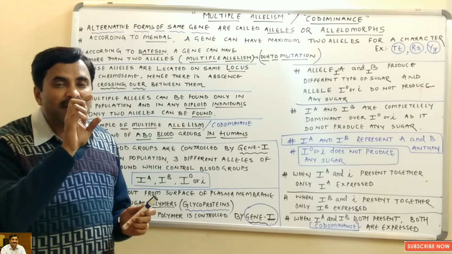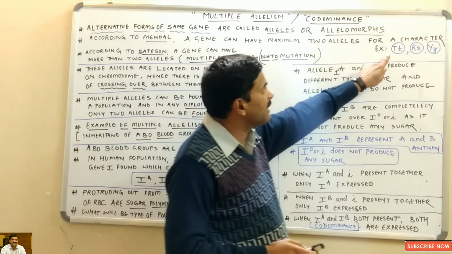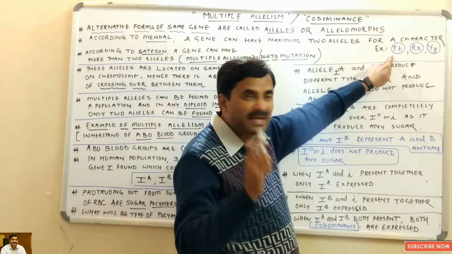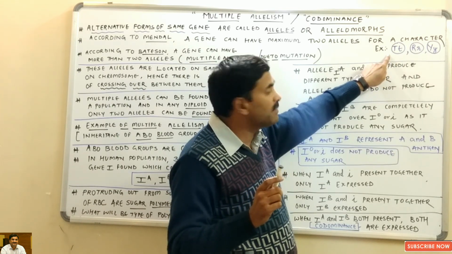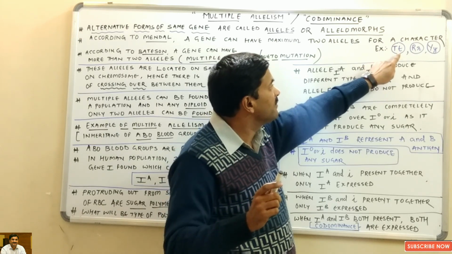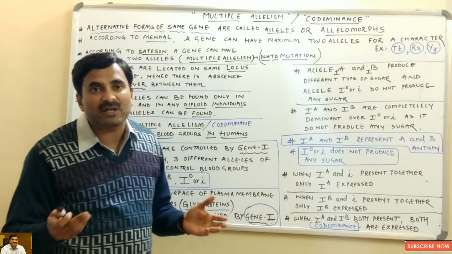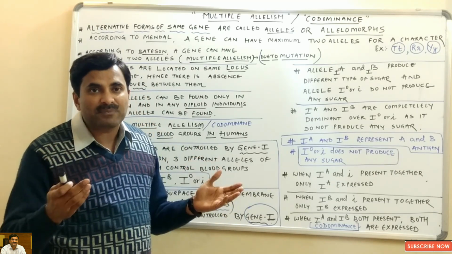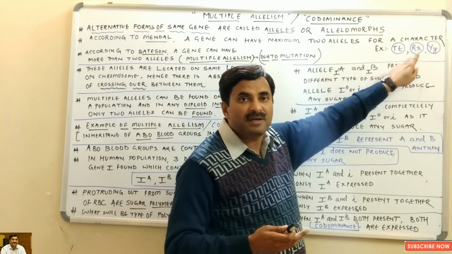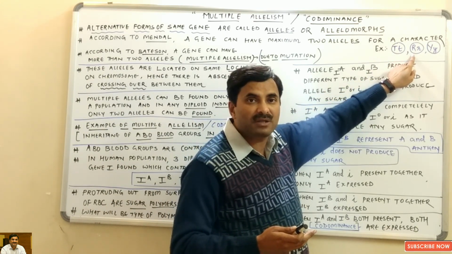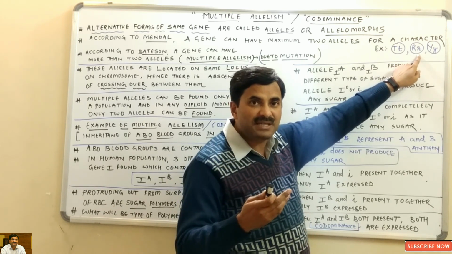Say if we are presenting plant height, then there are 2 alternative forms of the same gene. One is known as capital T and another is known as small t. T represents tallness and small t represents dwarfness. Say there is another character known as seed form. Seed form is represented by capital R and small r. Capital R represents the round seed, and small r represents the wrinkled seed.